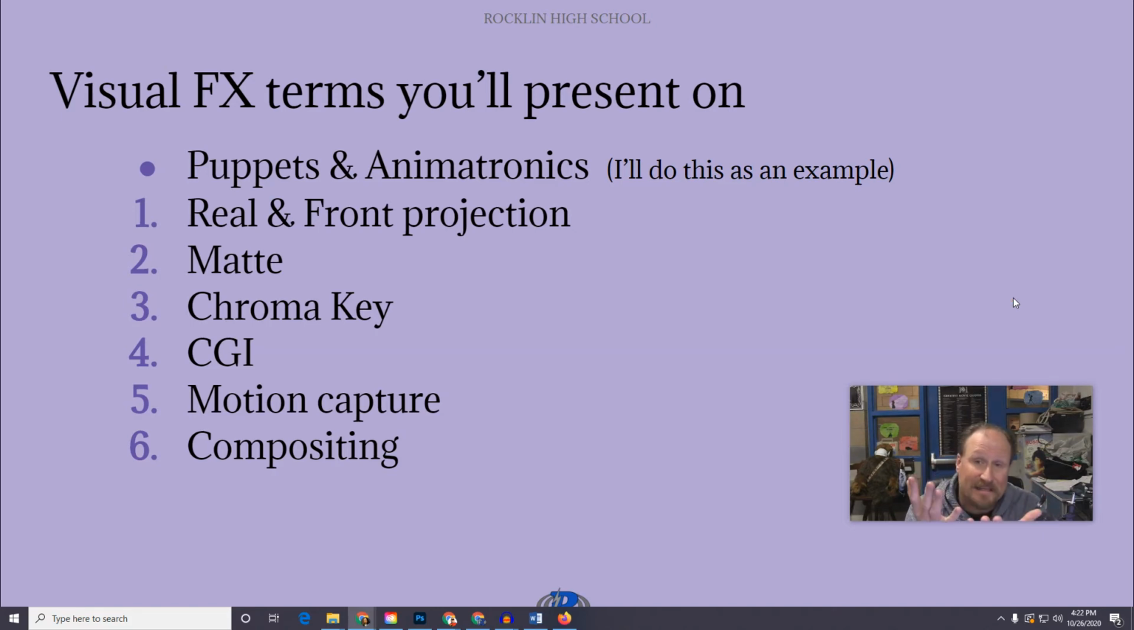These 6 groups, I'm going to assign you one of these subjects: rear and front projection, matte, chroma key, CGI, motion capture, and compositing. You are then going to have to go out and do some research on the internet, find some stuff. I'll explain that in a second, and put it all in your homework, this Google Slides assignment.